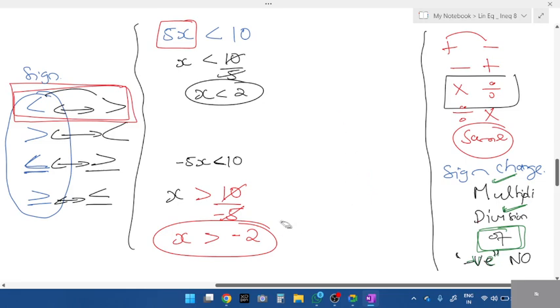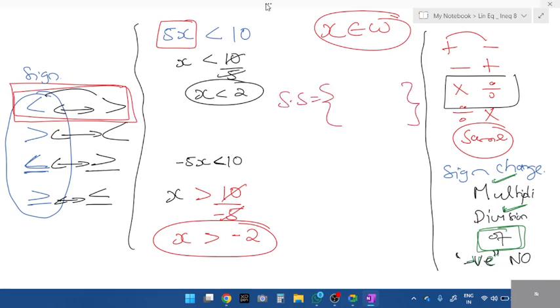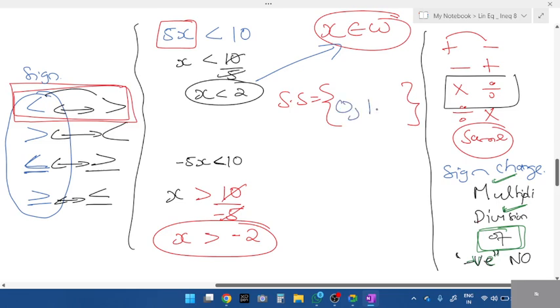Now look here. X is less than 2. Imagine x belongs to whole number, students, whole number. Tell me the solution set. If it is less than 2, what are the numbers I have to consider? X should belong to whole number. You should start with 1 or 0? 0, 1. Should I consider even 2? No, right? I shouldn't consider.